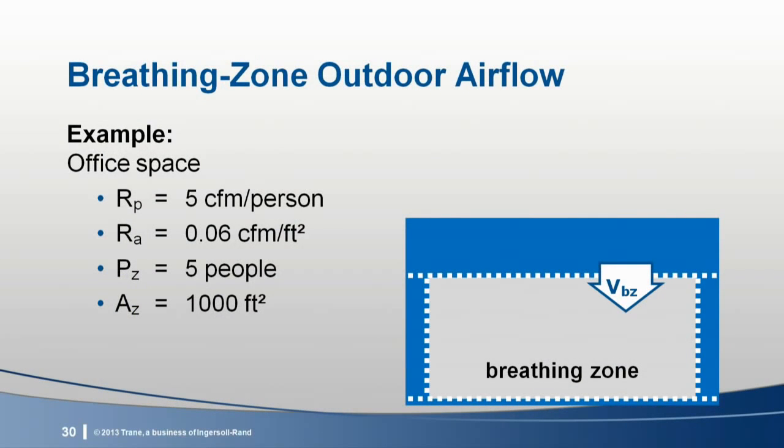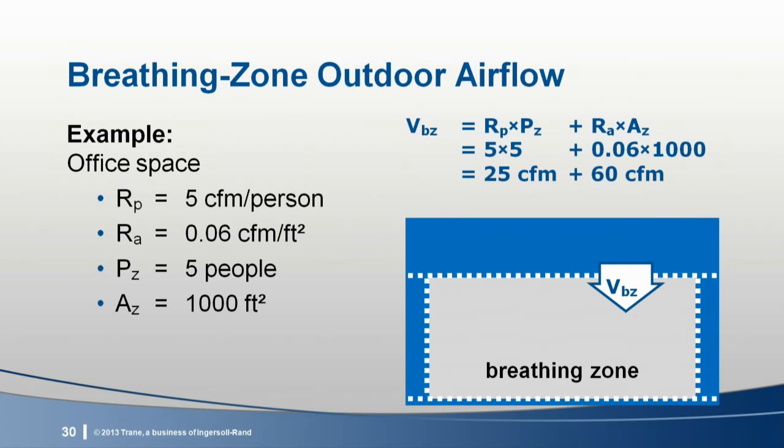Side note here, you can use average population for P sub z, but that requires knowledge of an occupancy profile. The calculation for this is too long to fit here, but will be included in the supplement at the end of this broadcast. As an example, let's consider a 1,000 square foot office that has a peak population of 5 people. For an office occupancy classification, Table 6-1 requires 5 CFM of outdoor air per person plus 0.06 CFM per square foot of floor area.